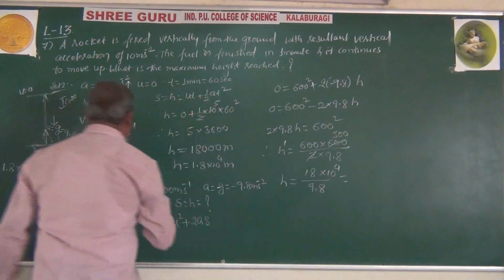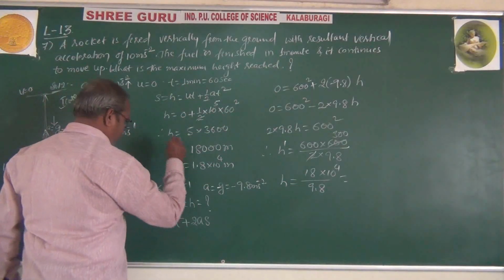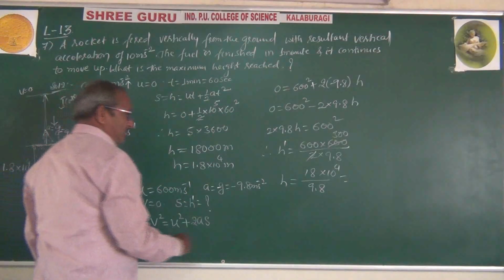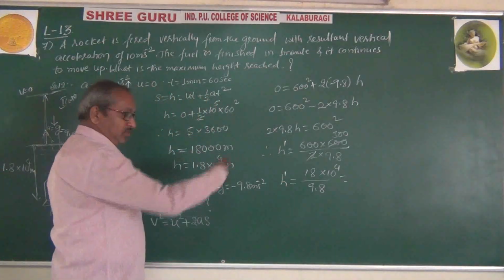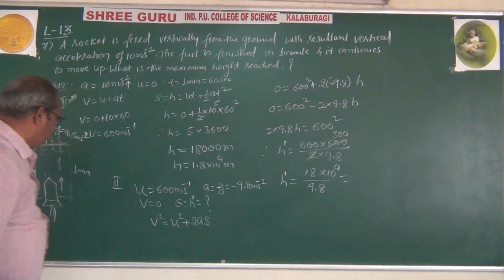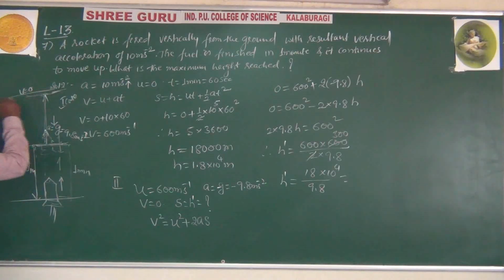Here is h, and this is h dash. How much you will get, you can find out after the total height reached. This is the total height reached.